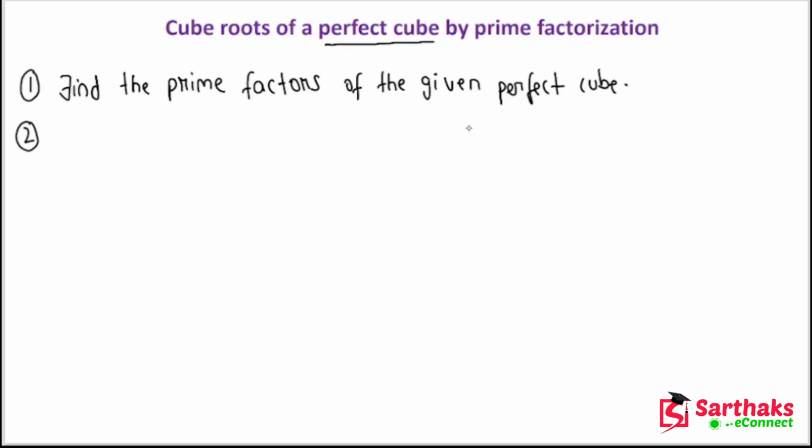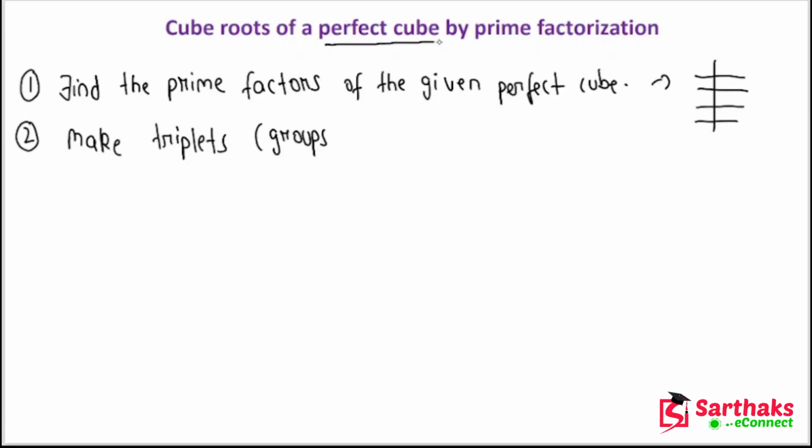So yes, we'll follow that particular diagram to find the prime factorization. We are going to use this factorization diagram to find the prime factors. Then it says to make triplets, that is, groups of 3 of similar factors. For square roots we used to make pairs, right? That is 2 factors of a similar kind.